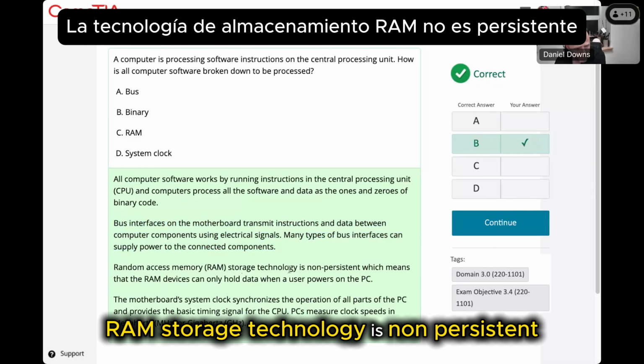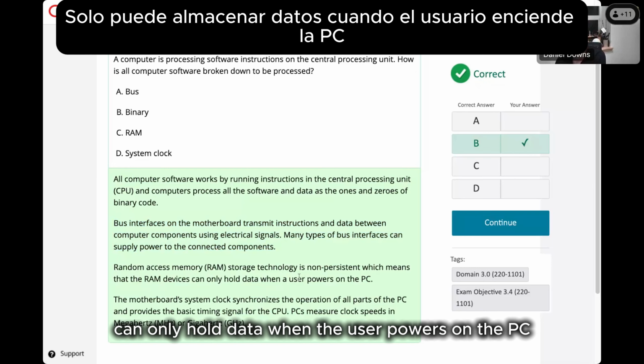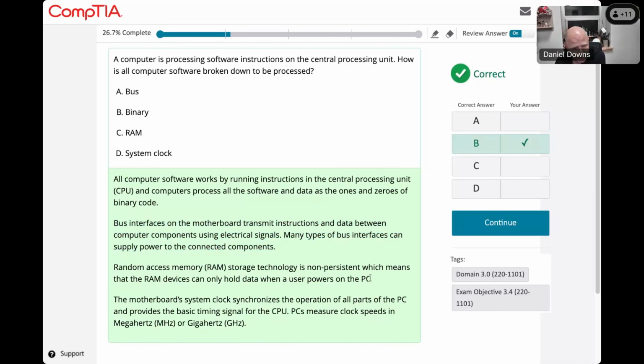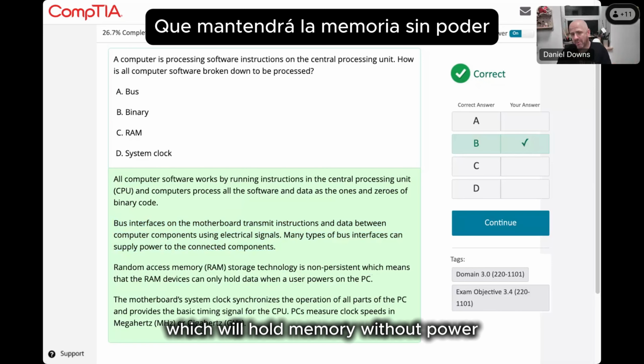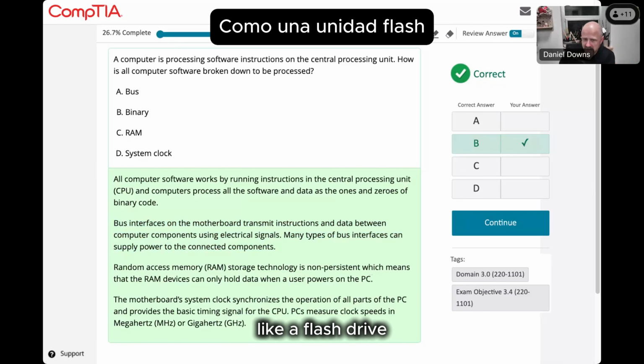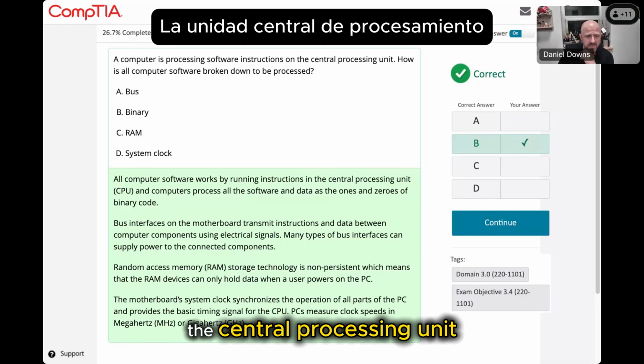Random access RAM storage technology is non-persistent, which means that the RAM device can only hold data when the user powers on the PC. So that's only when it has power. It's not like an external drive or an SSD drive, which will hold memory without power, like a flash drive. It needs to have the power running in the central processing unit.